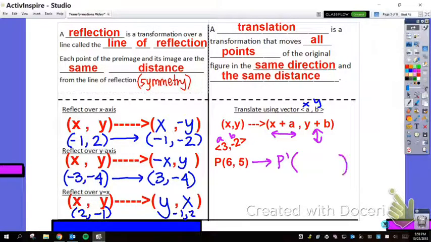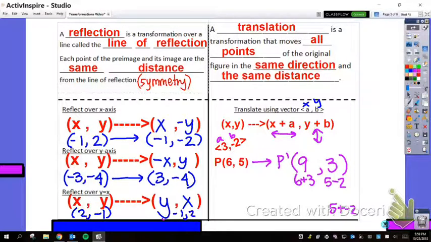Okay, so we're trying to get this new coordinate, our new X and our new Y. So we have our original point 6 plus our A from our vector, which is 3. So 6 plus 3 gives us 9. So our new coordinate for X is 9. And then we have 5, and we have this -2. So technically we could write this as 5 plus -2, but most of us would rather just write 5 minus 2. And 5 minus 2 gives us 3. So we move to the point 9, 3.